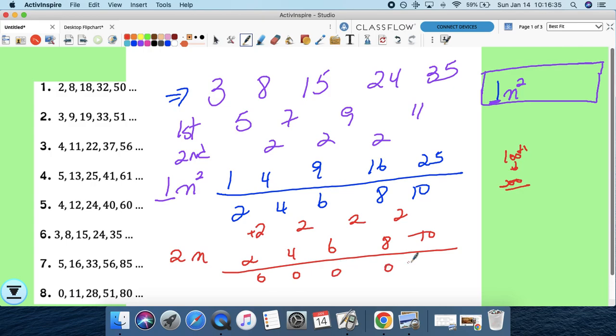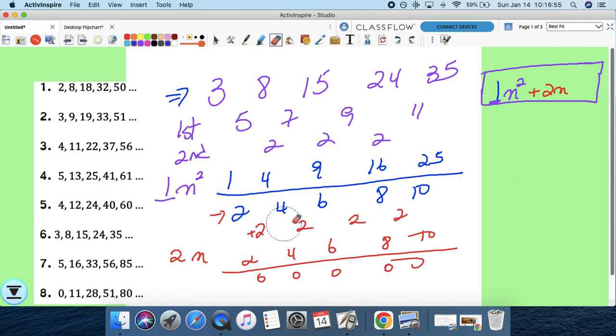Subtract to get 0. So I don't need to make any adjustments to 2, 4, 6, 8, 10 to get this. It's not a plus 1 or plus 2. Because if it was a plus 1 or plus 2 or minus something, then this would not be 0. So there's your answer: n squared plus 2n.